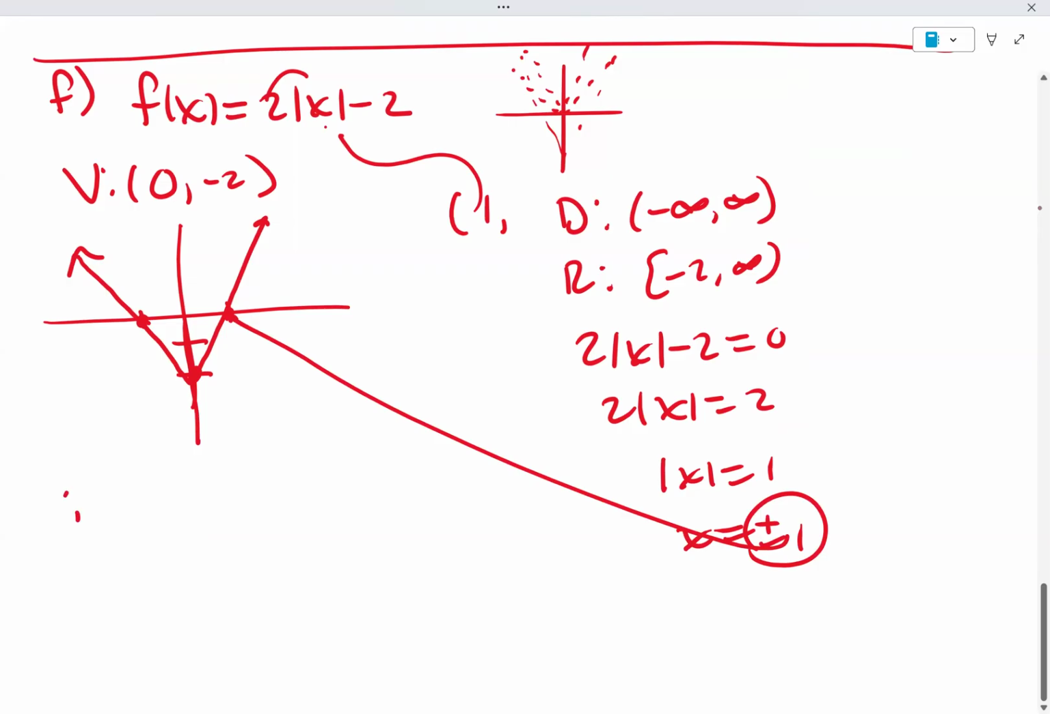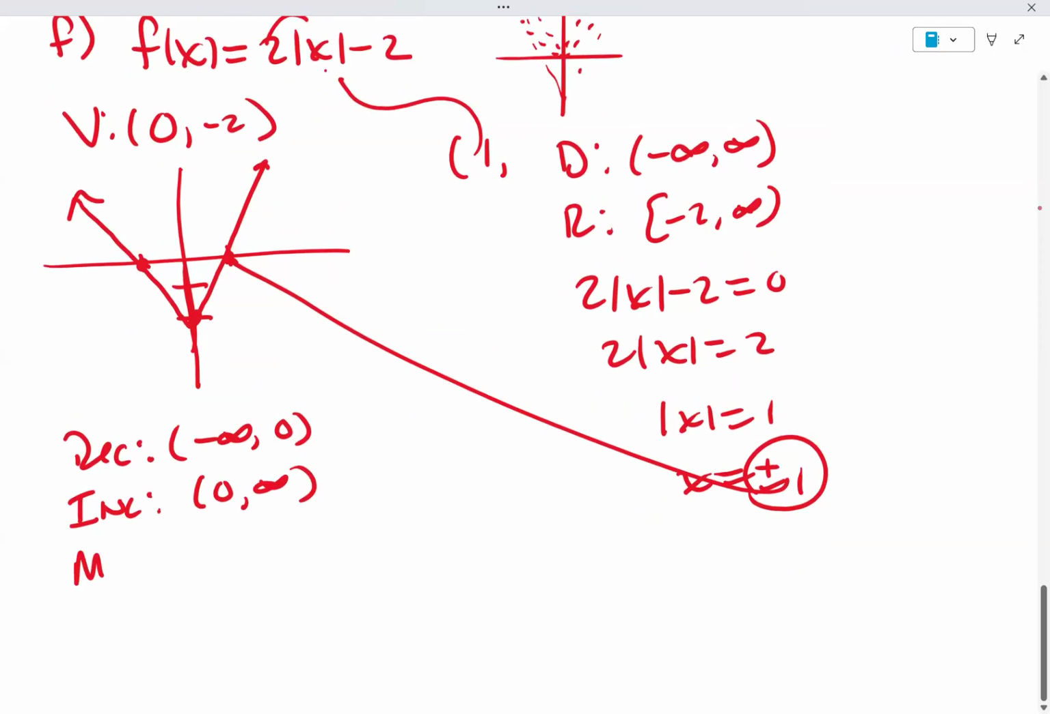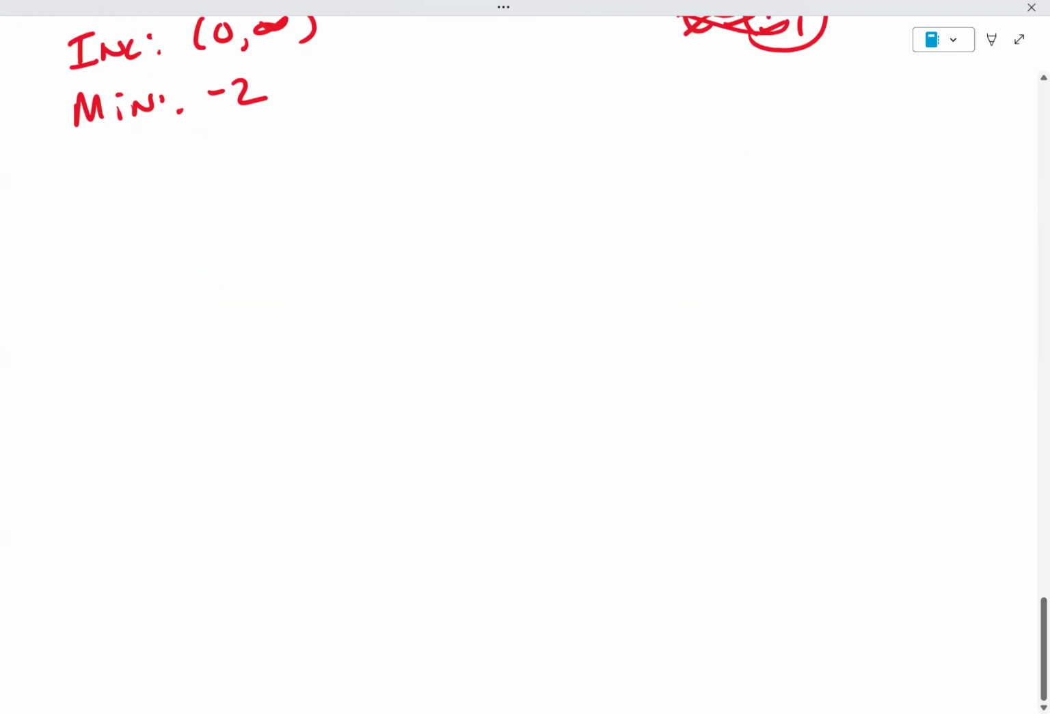This function is decreasing from negative infinity to when x is 0, and it's increasing from 0 to infinity. We do have a minimum y value, which is negative 2. That takes care of that part. And part 2 is old stuff about the new coordinates.